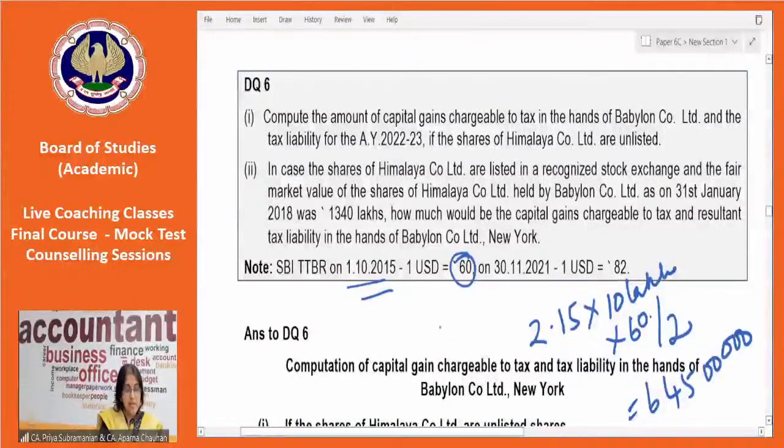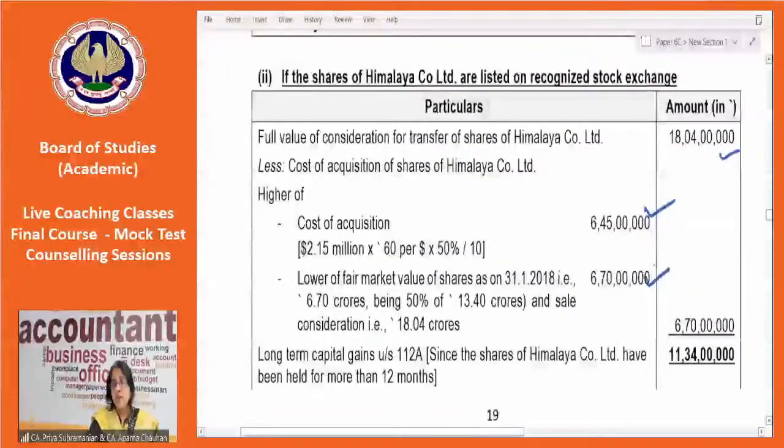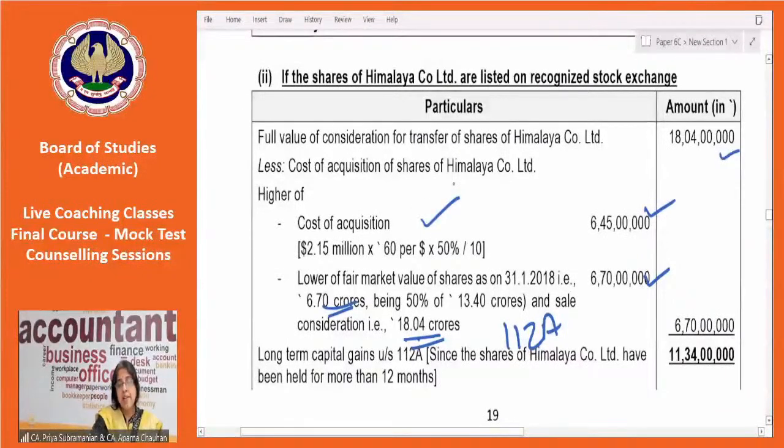Now only 50% are being sold, so you have to take 50% of this. That will be 670 lakhs. So 670 lakhs and 18.0 crores, lower of these two. This is the 112A provision. How do you compute cost of acquisition? It's the original cost, and then the lower of fair market value and sale consideration, which is 6 crore 70 lakh. You take the higher of these, that will give you 6 crore 70. So the difference is long-term capital gains.